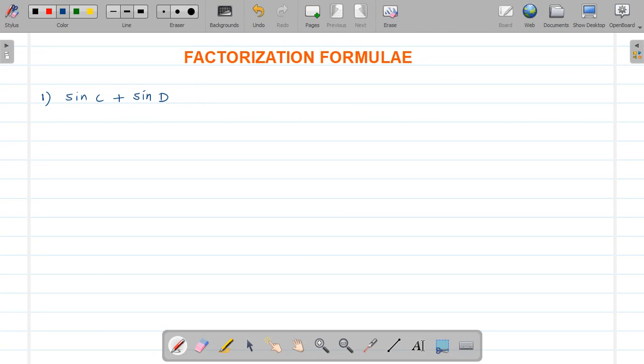sin C plus sin D is equal to 2 times sin of (C plus D) upon 2 into cos of (C minus D) upon 2. Now see the left hand side as well as the right hand side. The left hand side is the addition of two trigonometric terms, that is sin C and sin D. Now in the right hand side there is a multiplication. So the use of factorization formulae is what we have.